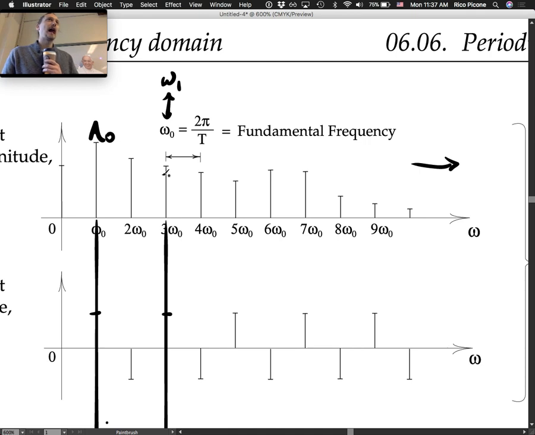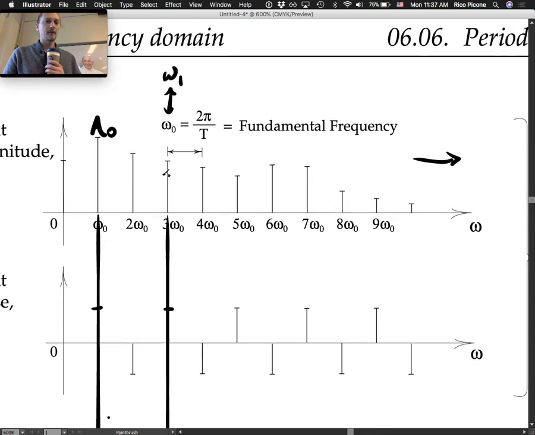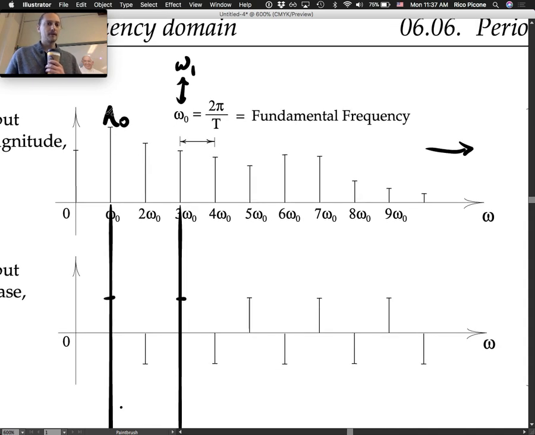Why is it that at your initial A naught frequency the magnitude is the highest point there? Why is it the highest one? Why is it the highest point versus your 3 omega naught?